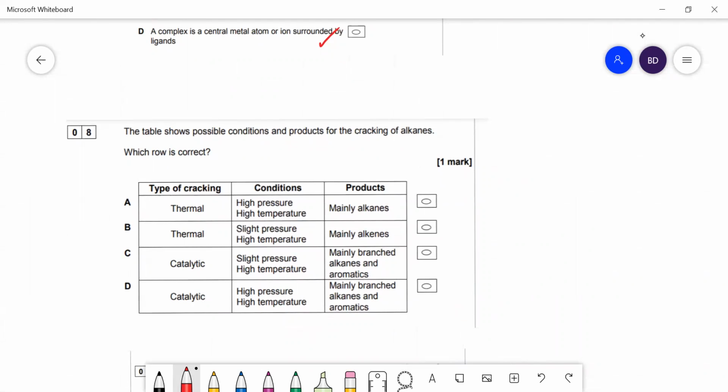Cracking, products of cracking of alkanes. So thermal, you have high temperature, but you don't get many alkanes, you get alkenes, don't you? And it's slight pressure. Right, this one is a possibility. Catalytic, slight pressure, you don't have high temperature, so that's wrong. Catalytic, high pressure, high temperature, no, that's wrong. This is the one. Okay, slight pressure, high temperature, and you get alkenes.